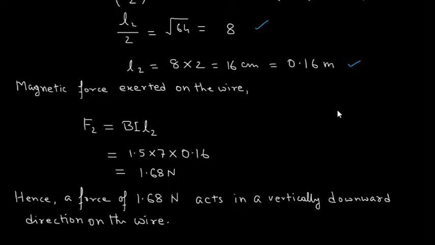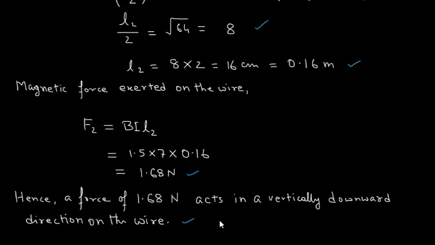Magnetic force exerted on the wire F2 is equal to BIL2. Putting the values of B, I and L2, and upon solving we get 1.68 Newton. Hence, a force of 1.68 Newton acts in a vertically downward direction on the wire.